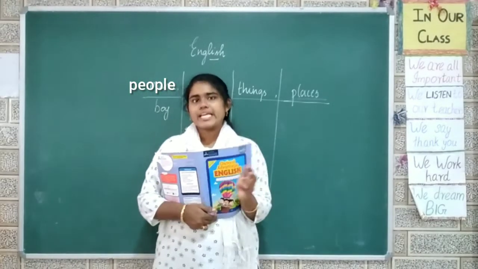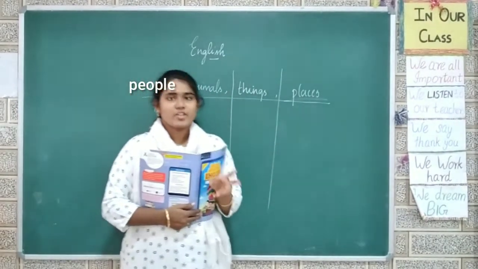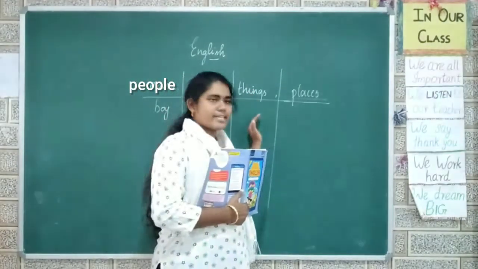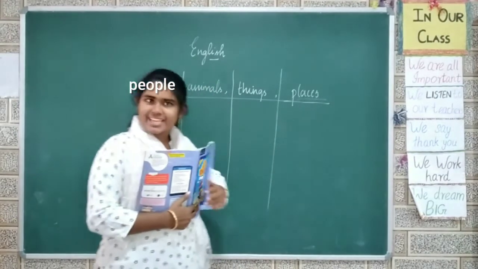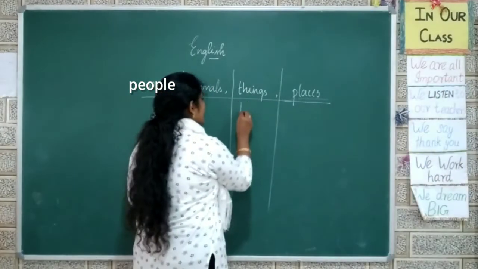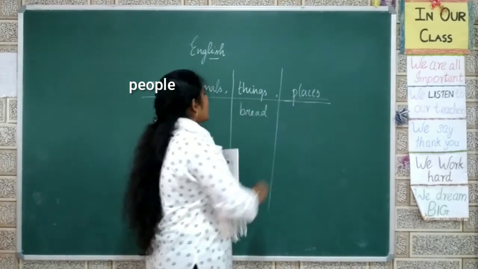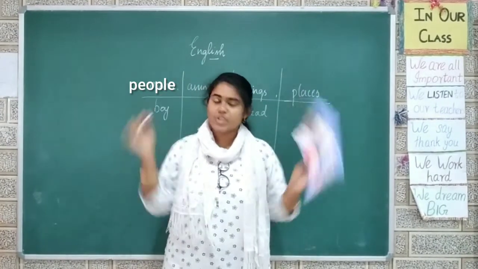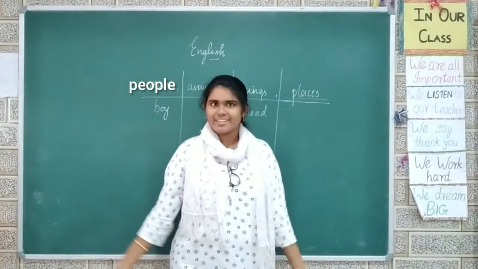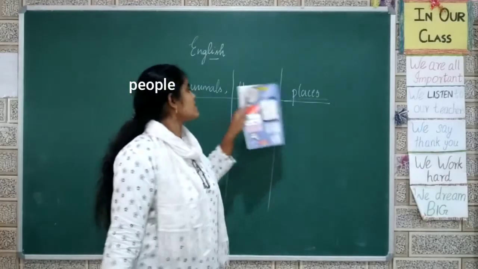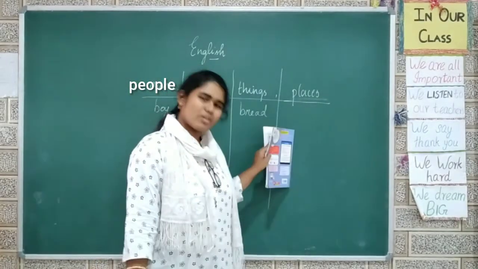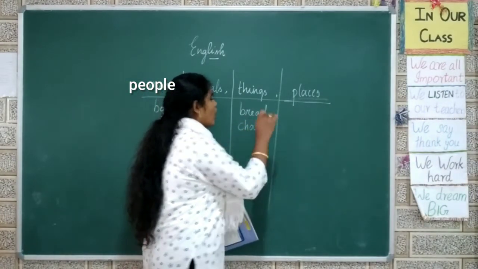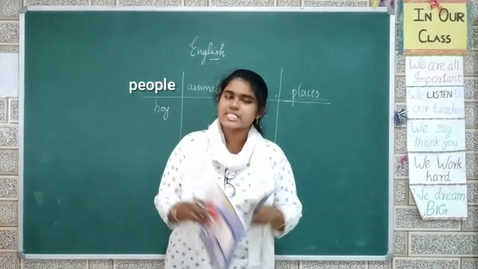The next word, bread. Is bread a living being? No. Does it have flesh and blood? No. So it must come under things or places. Bread is not a place, so bread is a thing. Let's write bread here, B-R-E-A-D. The next word is chair. Again the same thing. Does chair have flesh, bone and blood? No. So it must come under things or places. It's not a place, so this must be things. C-H-A-I-R, chair.